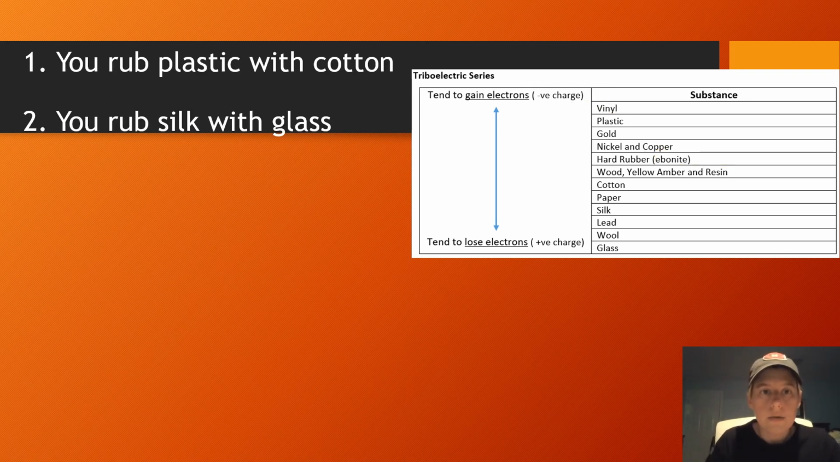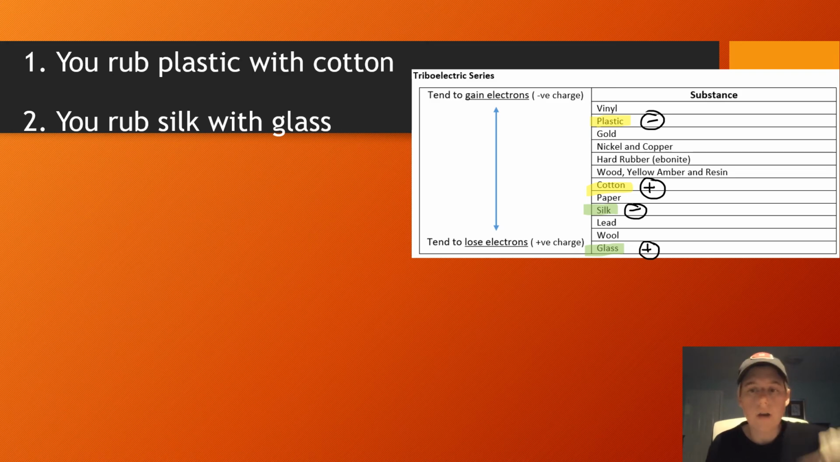In our last example, we see plastic rubbed with cotton. So we have plastic here, we have cotton here. So when I'm rubbing plastic with cotton, plastic, because it's closer to the negative end, is going to take a negative charge. Cotton is going to take a positive charge. In our second scenario, we are rubbing silk with glass. So silk is here, glass is here. Glass is going to take on a positive charge, and silk is going to take on a negative charge.